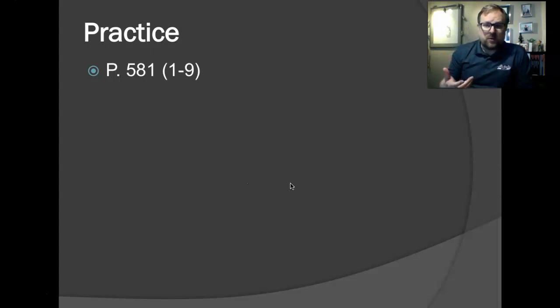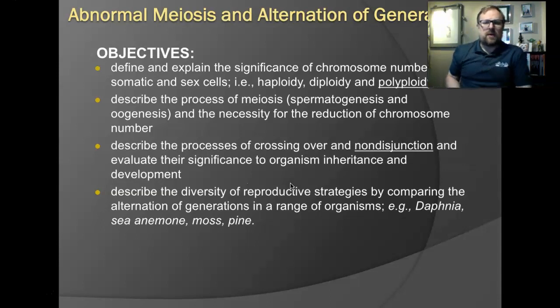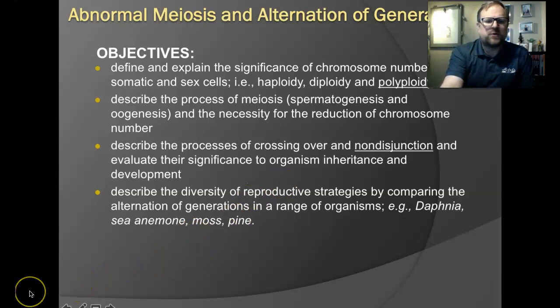Just to try to reinforce some of the stuff that we've gone through. What I'm going to do when you hit play again is jump into the rest of concept C3, which is dealing with abnormal meiosis. So this is the end of concept C2, and this is the beginning of concept C3, which is abnormal meiosis and the alternation of generation.